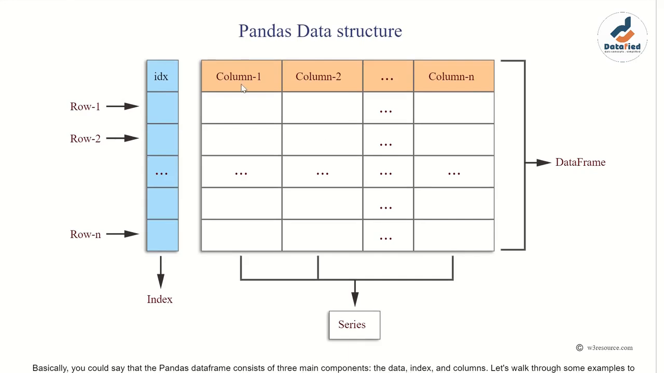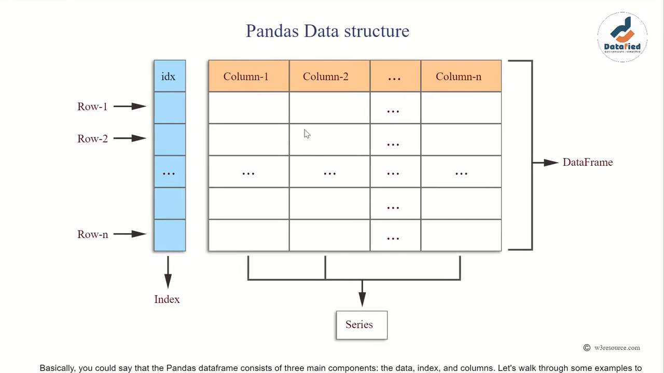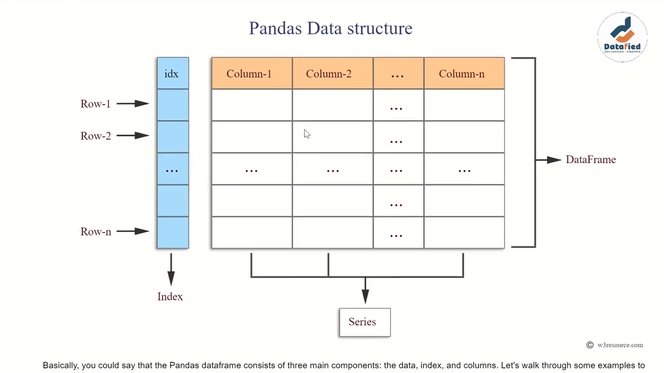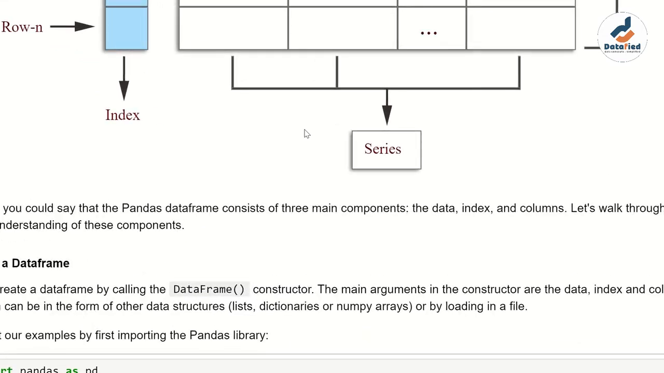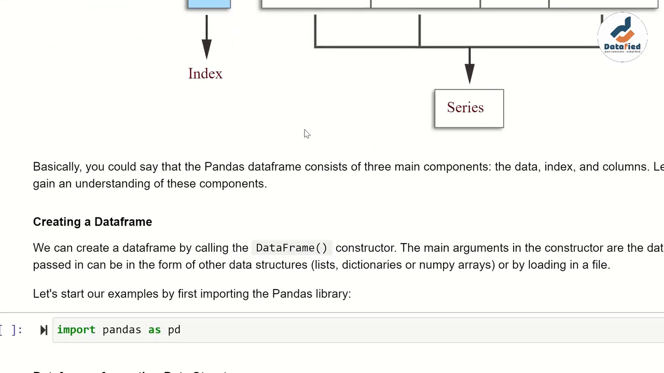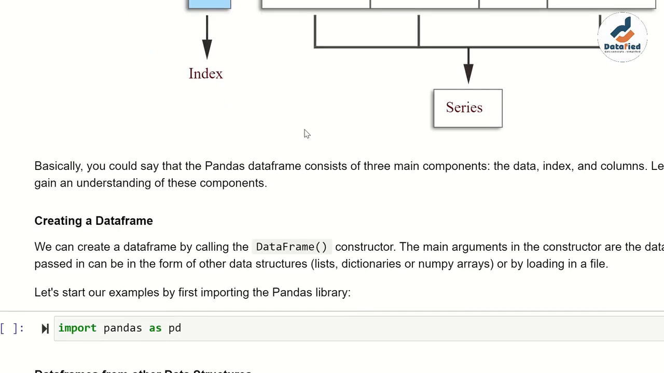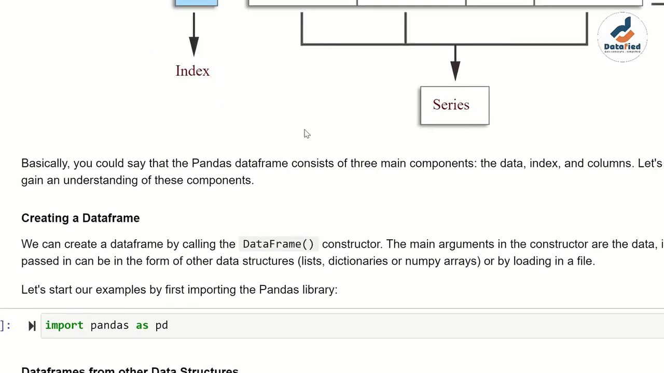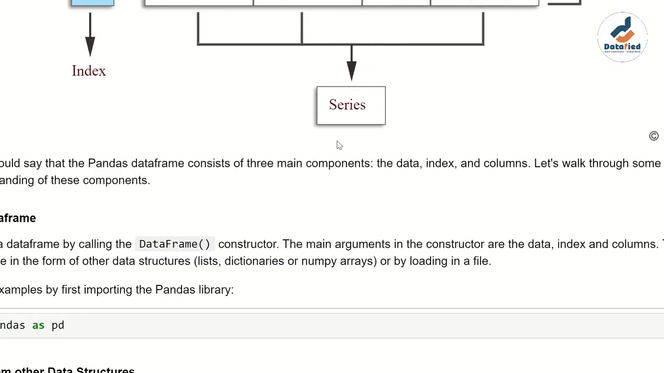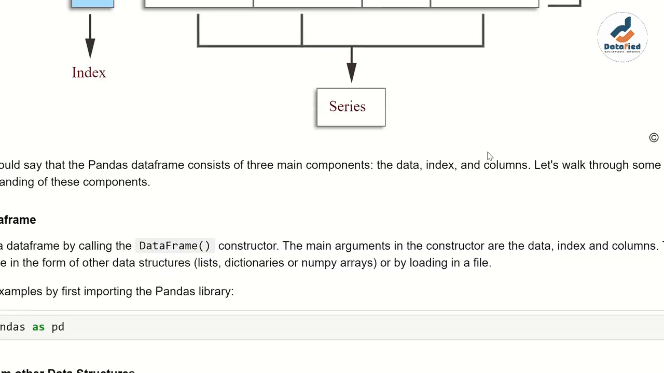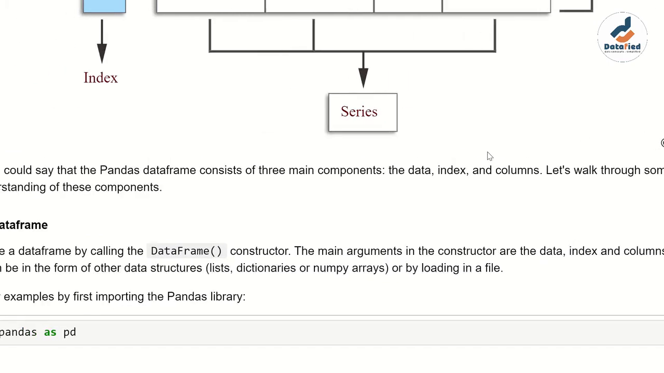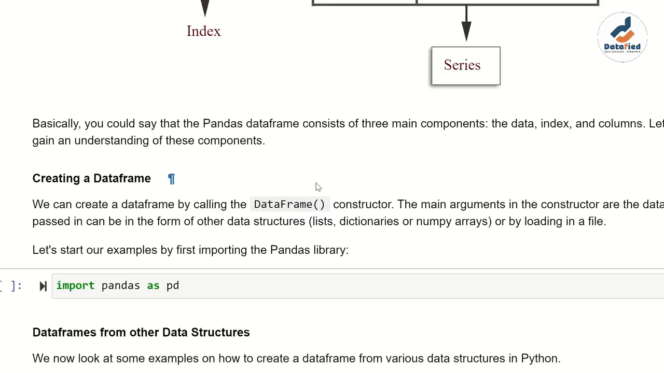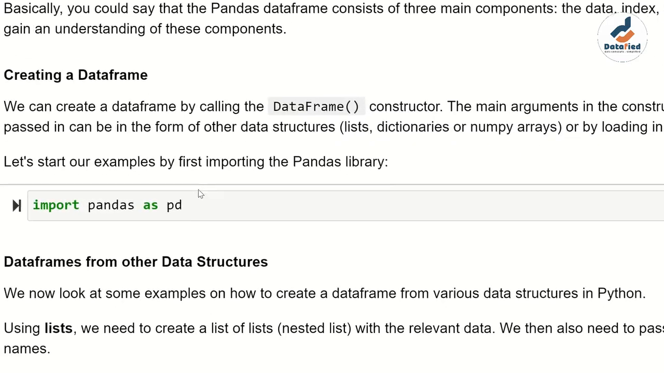Okay, now that we've seen a pictorial representation of what a Pandas data frame looks like, let's look at the more programmatic way of creating a Pandas data frame. So basically, you would say that the Pandas data frame consists of three main components: the data, the index, and the column, which we've discussed from the picture. Now let me walk you through some examples to gain some understanding of these components of a Pandas data frame. First of all, we'll begin by creating a data frame.